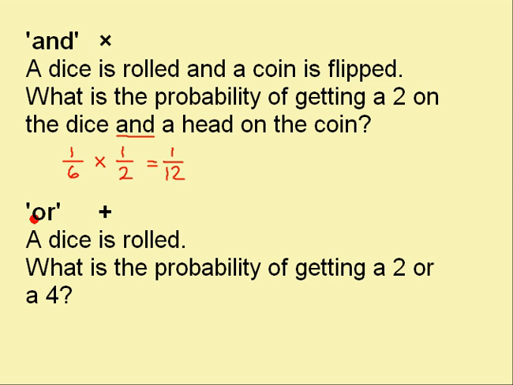An example of an or question would be this: a dice is rolled. What's the probability of getting a 2 or a 4? So the probability of getting a 2 on a dice is 1 out of 6. Or, that's plus, the probability of getting a 4 is 1 out of 6. So I need to do this to get the answer. So 1/6 plus 1/6 is 2/6, and this is the final probability. Remember, when you're dealing with probability, you don't need to cancel down your fractions.